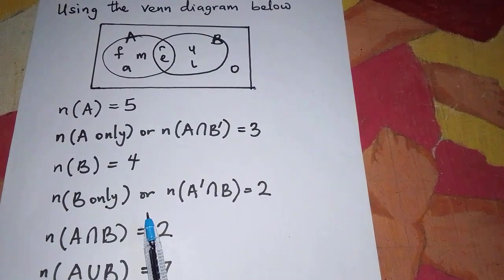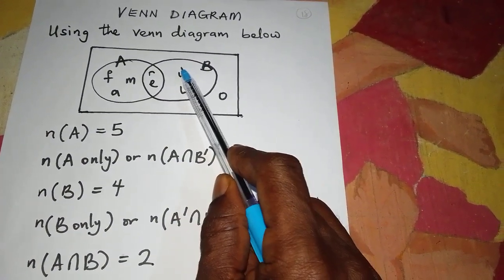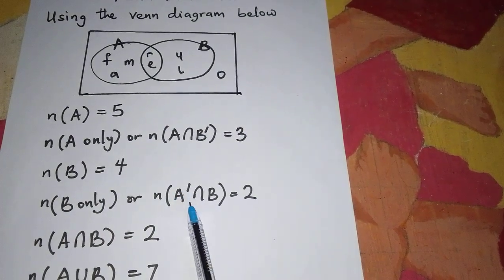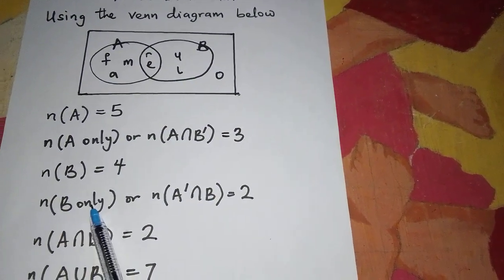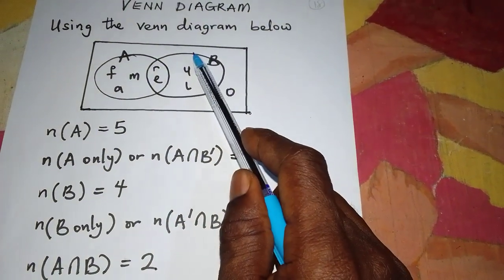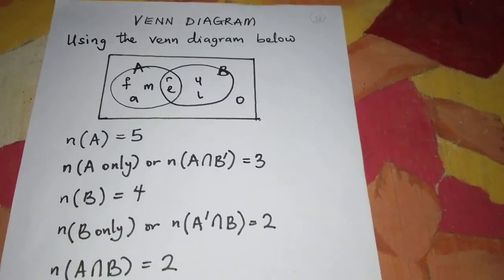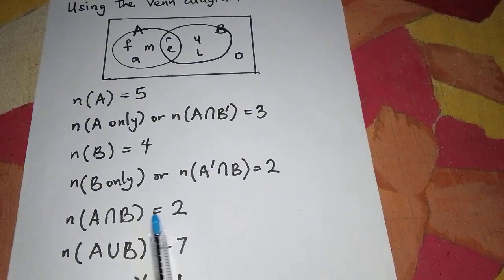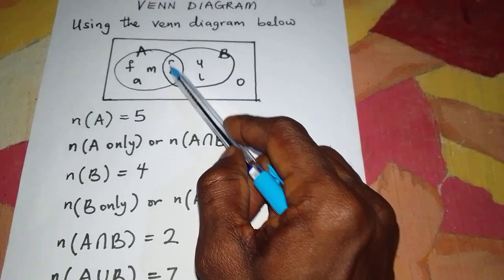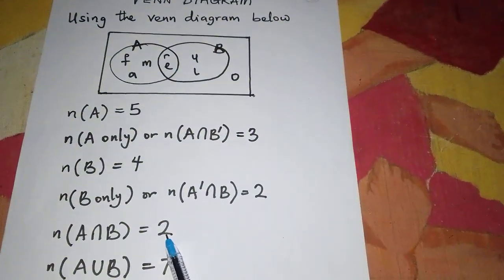Then if you want to know the number of elements in set B only, that means those elements in set B that are not in A. So it can also be written as A complement intersection B. So how many elements are here? 1, 2. We are only having 2 elements there. The number of elements in A intersection B. That means what is common to A and B. We have 1, 2 elements.